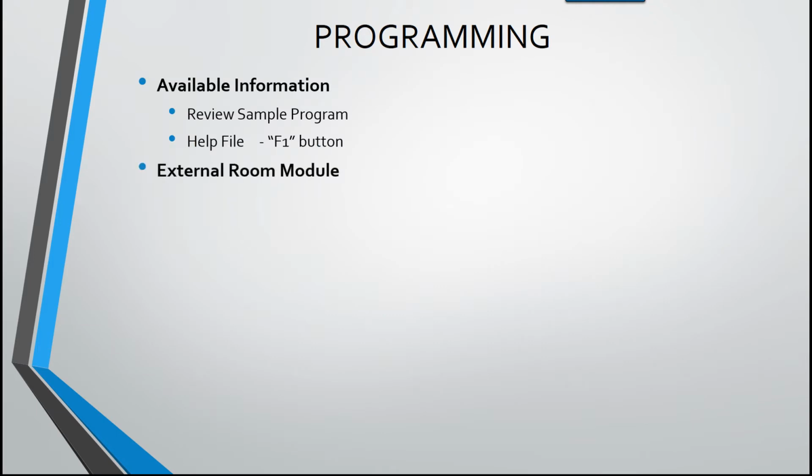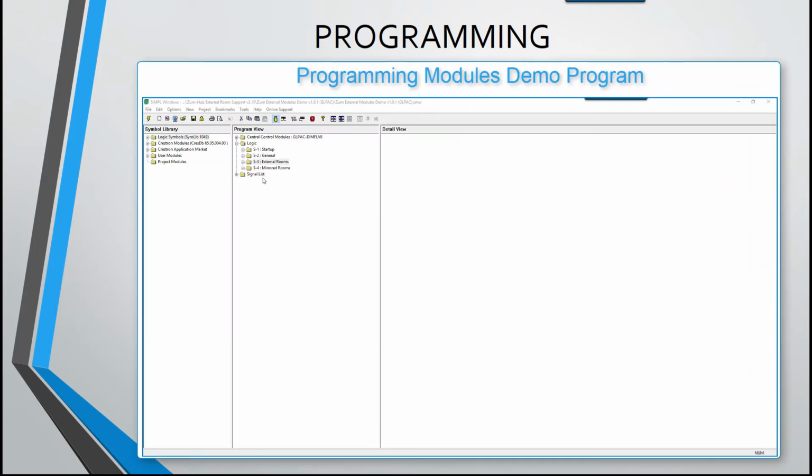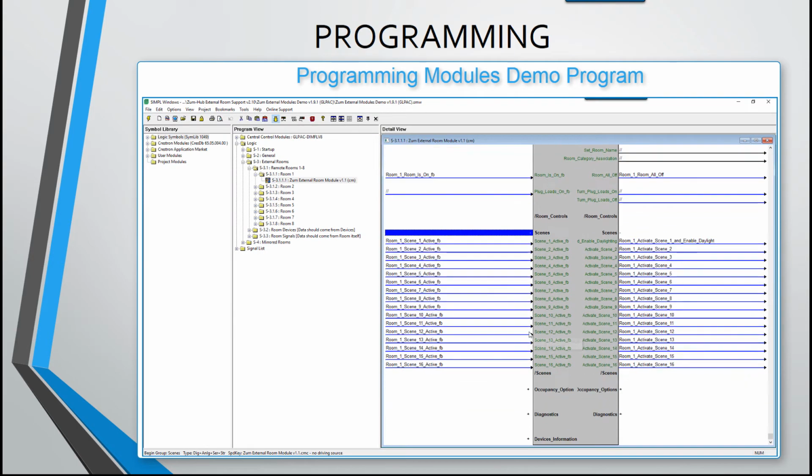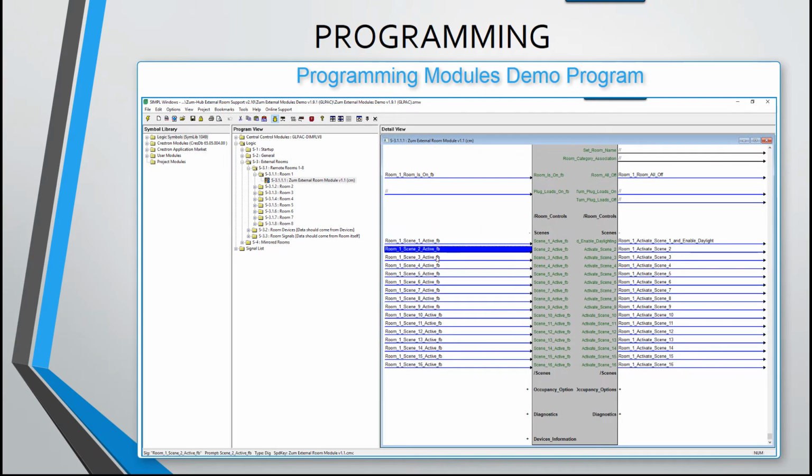Let's first discuss programming with the external room module. Let's take a look at the demo program. This demo program shows you how to report 8 independent external rooms from the same control system. If we open up the first room and take a look at the module, we can see we have joins on the left and the right.